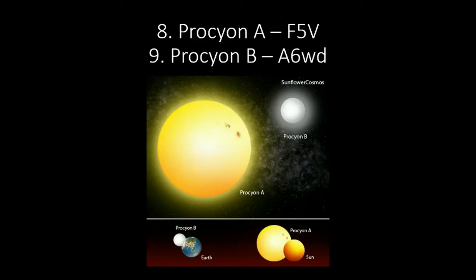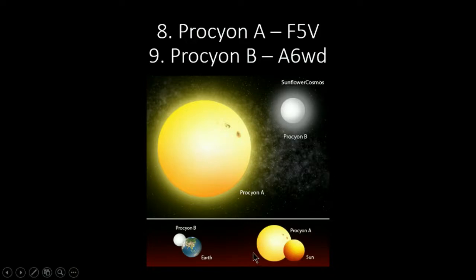Here's another pair. We have Procyon A and Procyon B. Procyon A is an F5V, and Procyon B is an A6 white dwarf. You can see here's a comparison. Size-wise, Procyon A is noticeably larger than the sun. It's also a bit brighter and hotter. And Procyon B is actually smaller than the Earth.